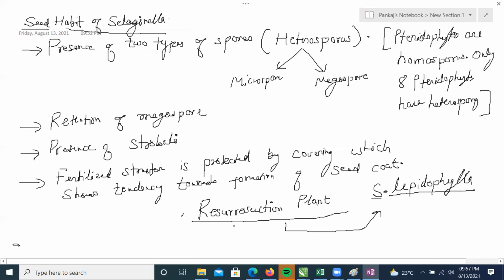So just for reference, you can also write down that it remains green inside water. Okay.